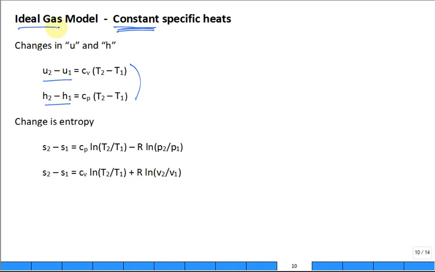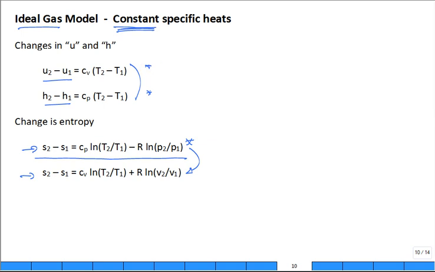How about change in entropy? Remember this equation, true for constant specific heats. This is the most popular: C sub P natural log T2 over T1 minus R natural log P2 over P1. But this is its cousin equation. You do a little algebra and you can derive or reestablish that equation. You don't want to forget these.